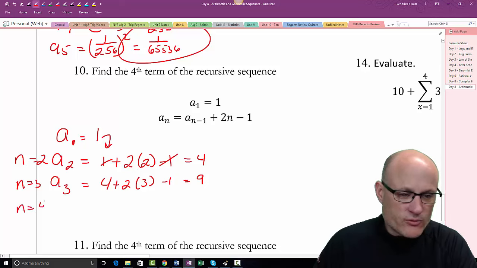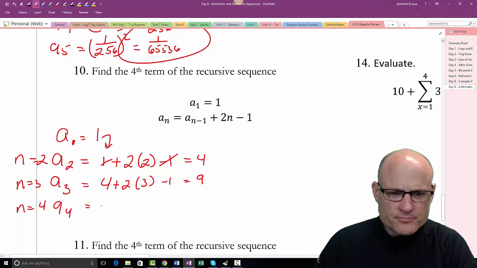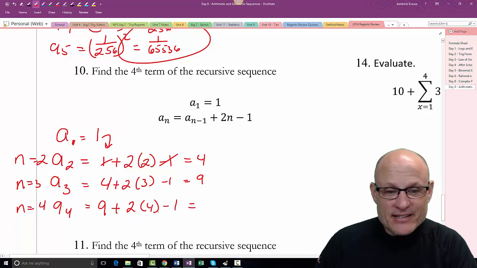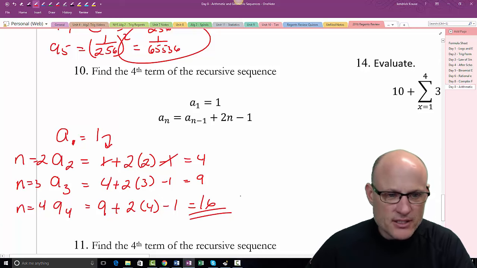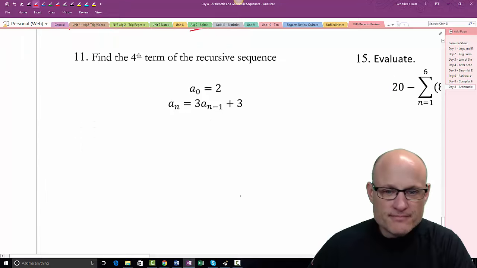And n equals 4 is a sub 4, so we do 9 plus 2 times 4 minus 1. Let's see, it's 9 plus 8, that's just 16. There's your answer. Let's go to 11.